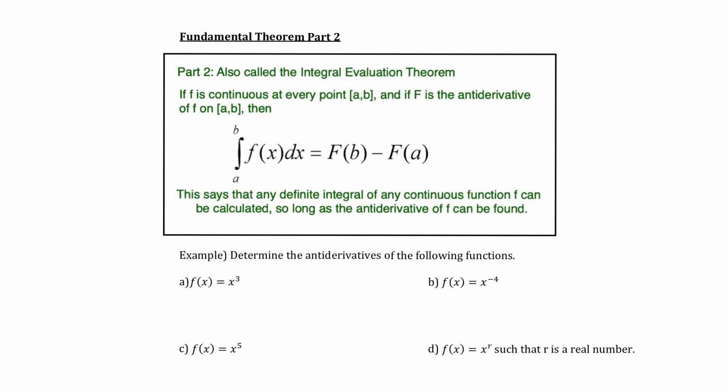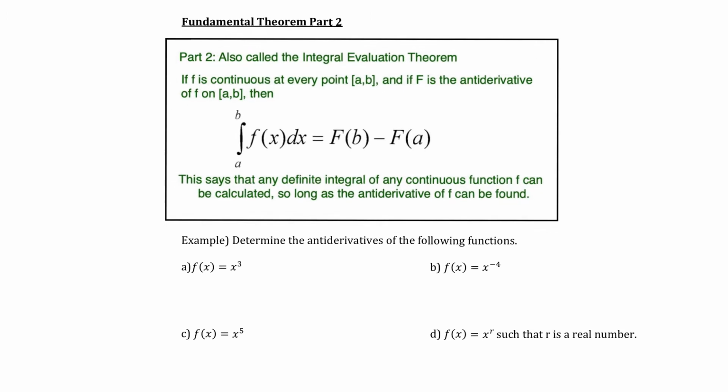So this theorem says that if f is continuous at every point in a closed interval from a to b, and if big F is the antiderivative of little f on that interval, then the integral from a to b of little f of x dx is equal to big F of b minus big F of a. This says that any definite integral of any continuous function f can be calculated, so long as the antiderivative of f can be found. So let's take a look at a few examples.